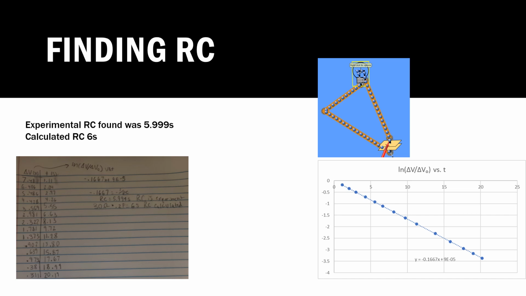We then take the calculated slope of this graph and set that equal to -1 over RC, and by doing that we calculate RC, or the time constant, which is equal to 5.99 seconds, or just 6 seconds. And to just calculate it regularly in the circuit, we multiply the resistance times the capacitance, and that shows that it's 6 seconds as well.